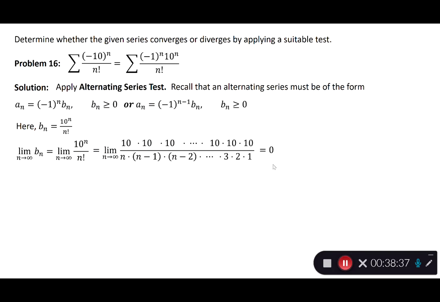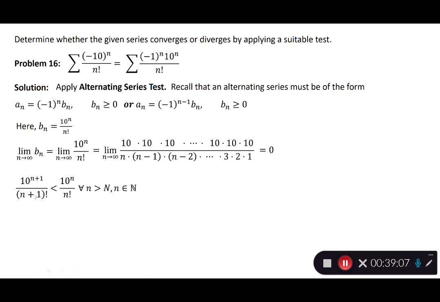Okay, what else do we need? The limit of b sub n is equal to 0 for an alternating series test. And then we need to compare b sub n plus 1. Is that less than b sub n? Yeah, n plus 1 factorial is bigger than n factorial, so this is just 10 times. So I'll worry about that a little less.